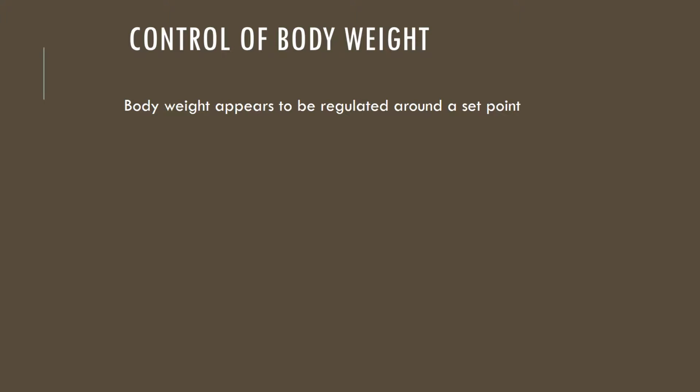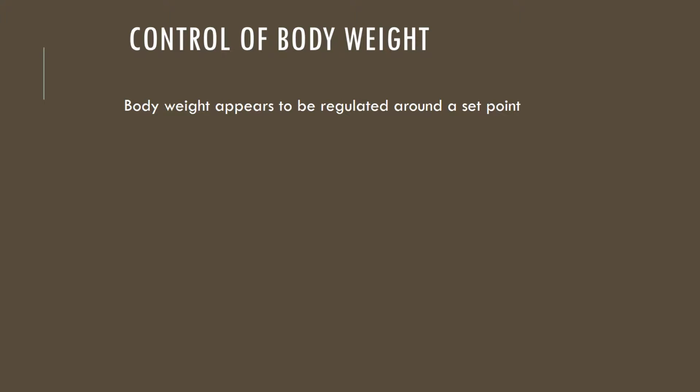So the question is, what can we do about this, and how is body weight controlled? So it appears that body weight is regulated around what's called a set point, meaning that the body wants to maintain whatever weight it's at. It likes a certain weight, and it wants to maintain it. It's kind of like a thermostat.